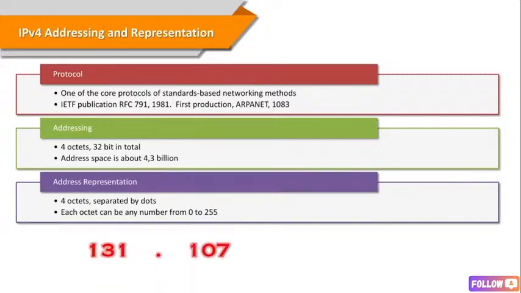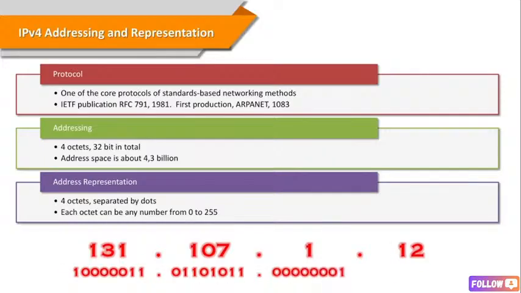IPv4 is represented by the decimal equivalent of 4 octets separated by dots. The biggest number one can make with 8 binary digits is 2 to the power of 8 minus 1. That means 255. So each octet can be any number from 0 to 255.